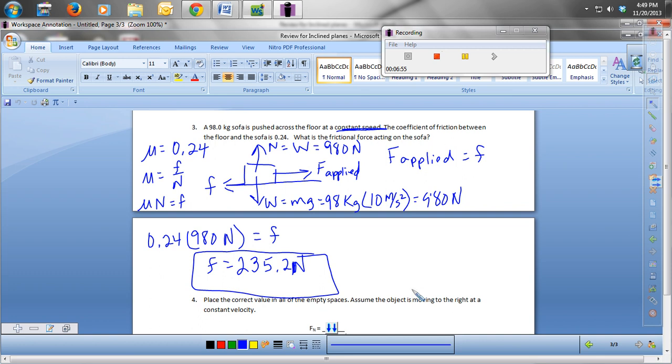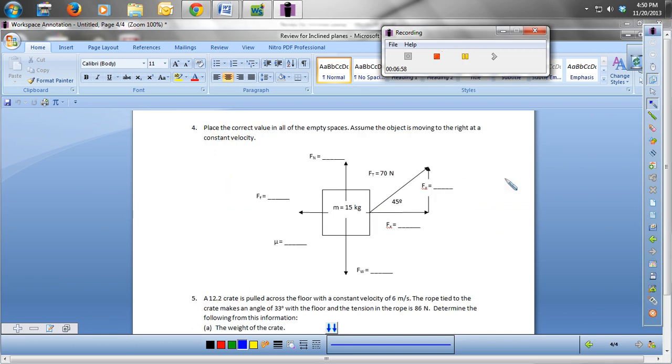And that's supposed to be an N there for newtons. Okay, it says place the correct value in all of the empty spaces. Assume the object is moving to the right at a constant velocity. So that tells me that all the forces have to add up to 0 because the net force is 0.